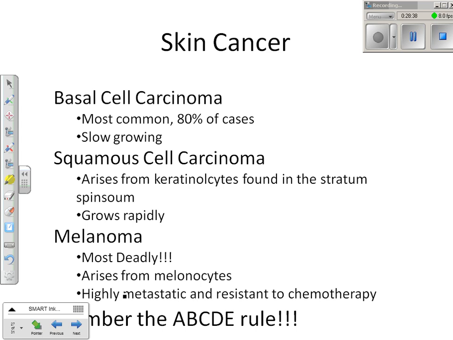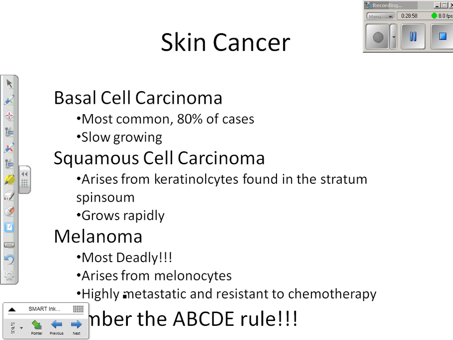The last one is really bad: melanoma. It's the most deadly. It arises from your melanocytes, hence the name melanoma. These are highly metastatic and resistant to therapies, and this one will kill very fast. It will actually metastasize into the body and travel to other organs. Not a good one to have.